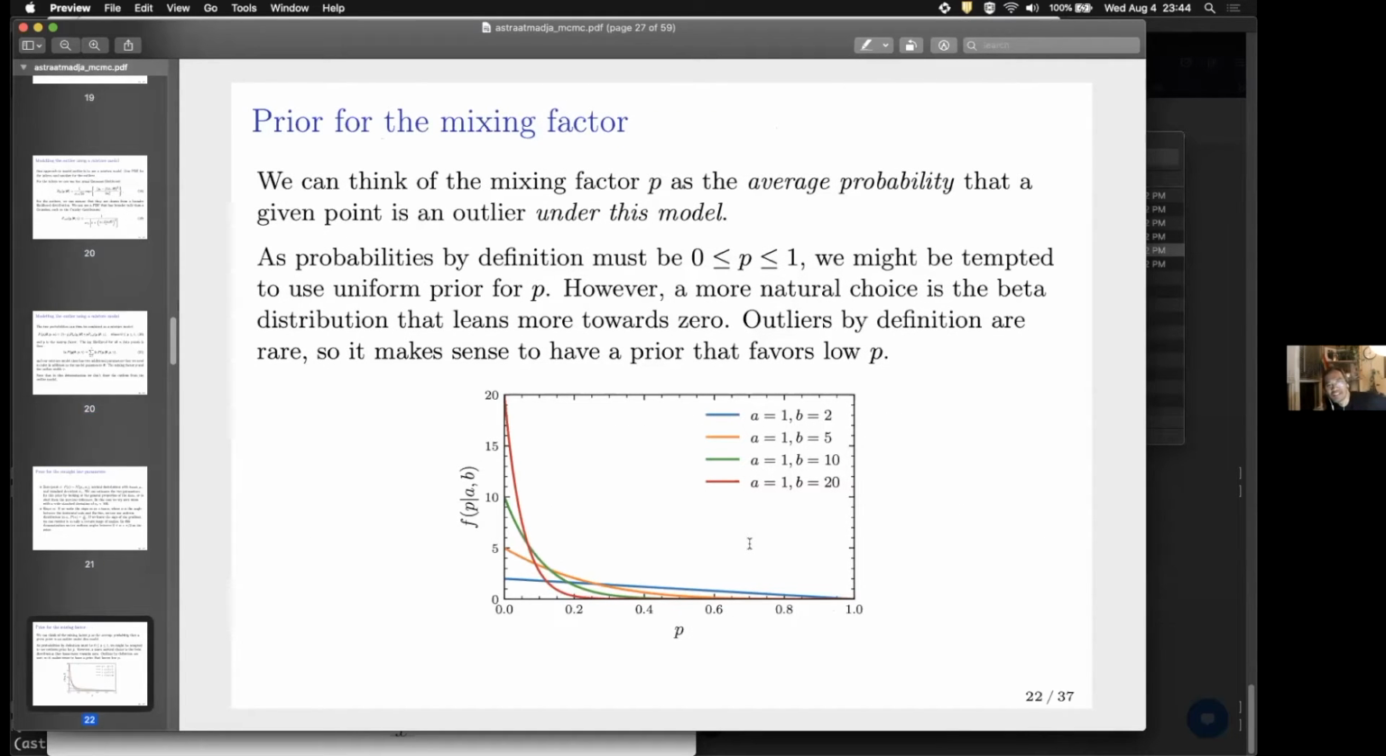Right. So what's the prior for the mixing factor P? This is a prior on a probability, and as we have seen before, a good prior for a probability is a beta distribution, like when we were doing the coin tossing hypothesis. So don't use a uniform prior. And we also think about what we mean by outlier. An outlier is a point that is rare. It has a low probability to appear. That's why it's called an outlier.